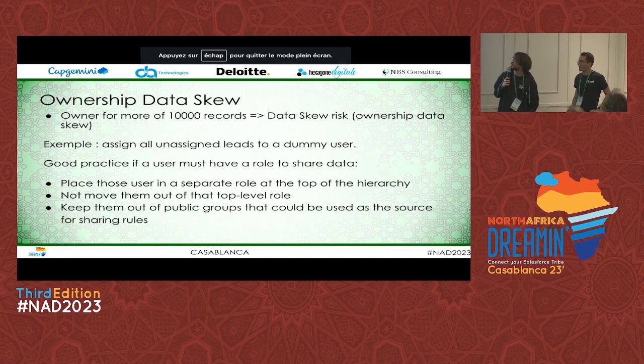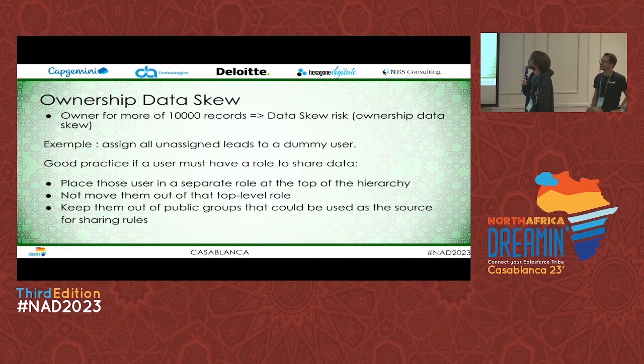The main one is in the ownership data queue. For example, if you have an owner with 10,000 records as children, you can have a risk of data skew, because every time you will need to recalculate the rights of the record, and it will take a lot of time to do it.